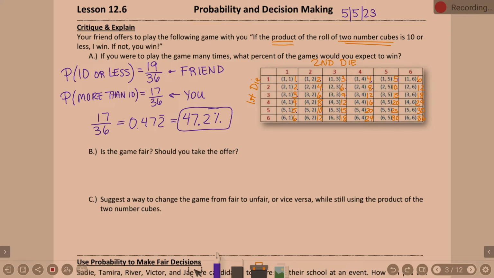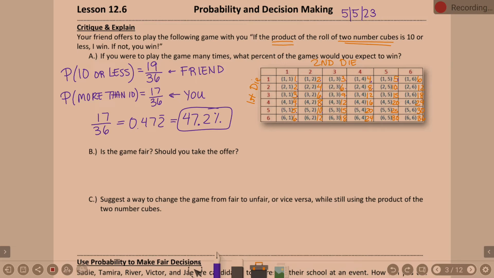I mean, I get it, it's close, but here's the deal. If it is what we are officially calling a fair game, it's equal probability. You have an equal chance of winning versus an equal chance of losing. The way this is right now, I have a 47.2 chance of winning, which means I actually technically have a greater chance of losing at, what, 52.8?